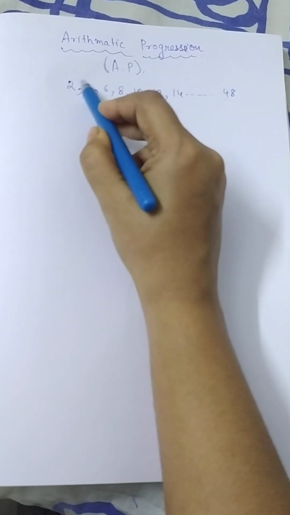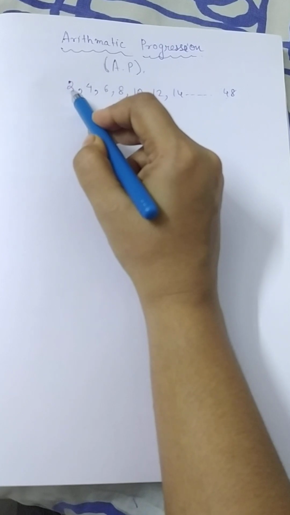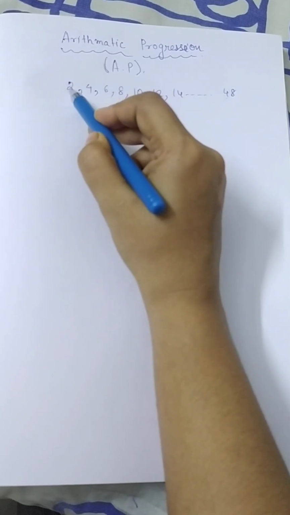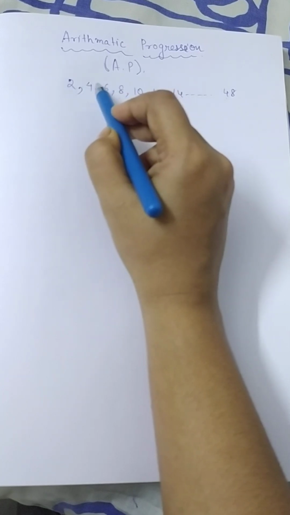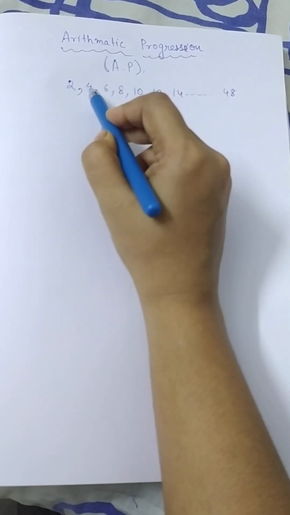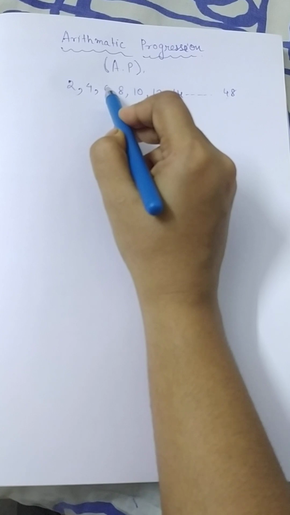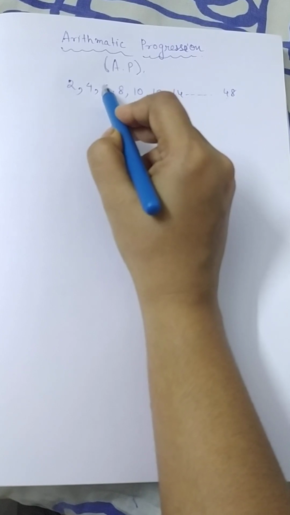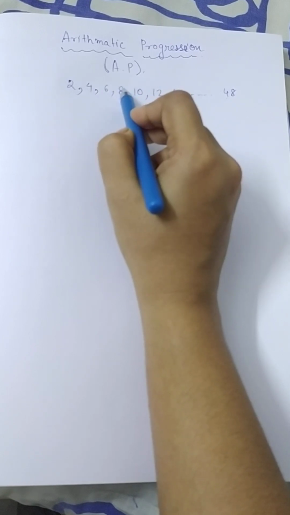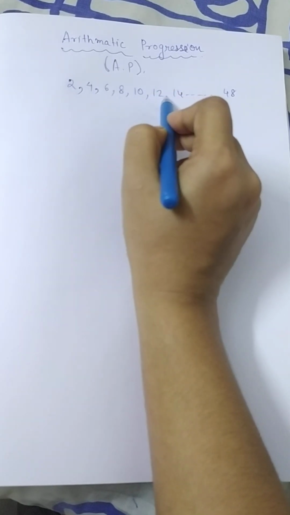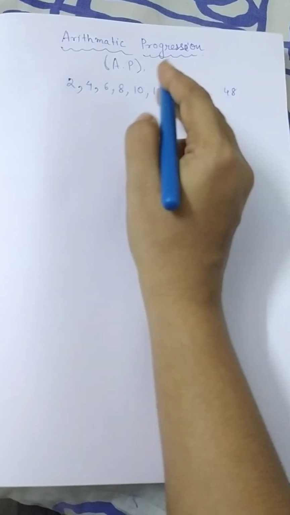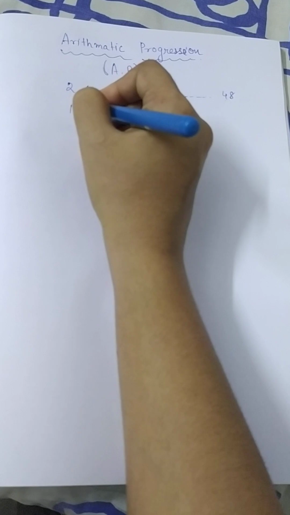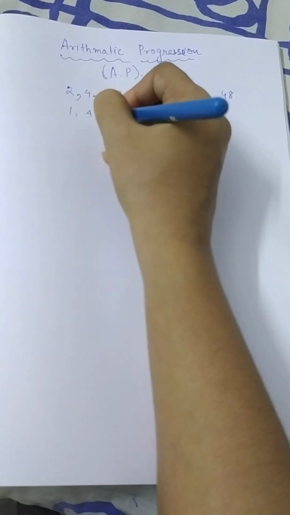And how do I get 4? If I add 2 to its preceding number, that means 2. Similarly, if I add 2 to 4, then I will get 6. If I add 2 to 6, then I will get 8. And it is going like this, right?